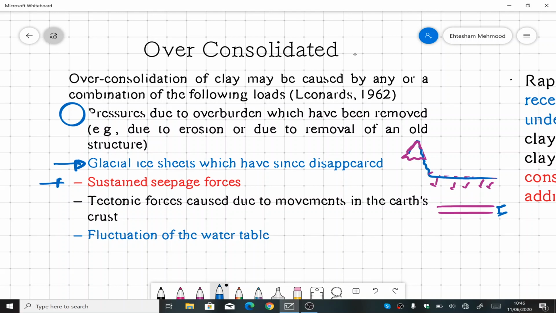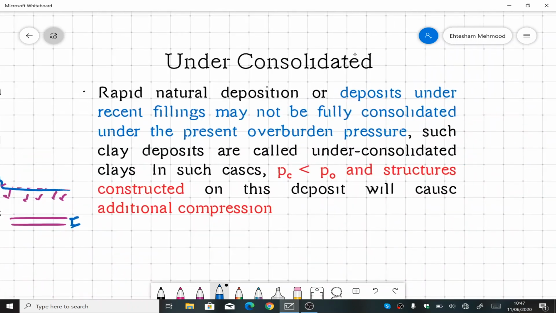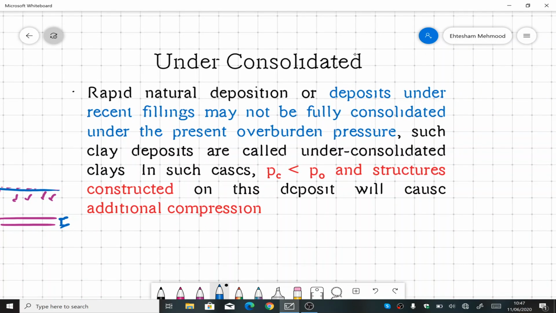And then there can be other reasons: sustained seepage forces, tectonic forces, and fluctuation of the water table. It is your assignment to look at what the reasons can be and why they cause over consolidation. Now we move to the third definition, that is under consolidated soil. When is the soil under consolidated? When the pre-consolidation pressure is lesser than P naught. Just to jog your memories, normally consolidated clay was the case when P naught was equal to PC.